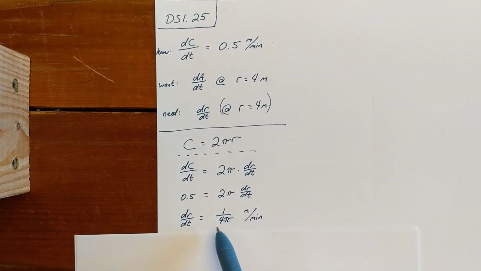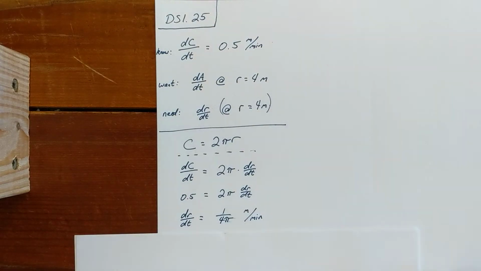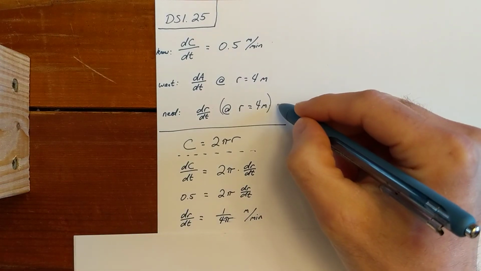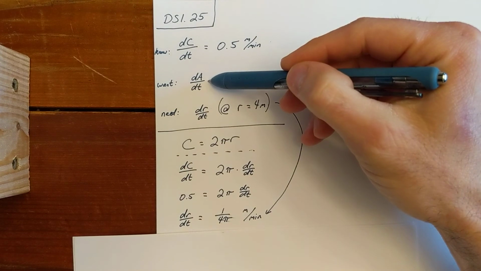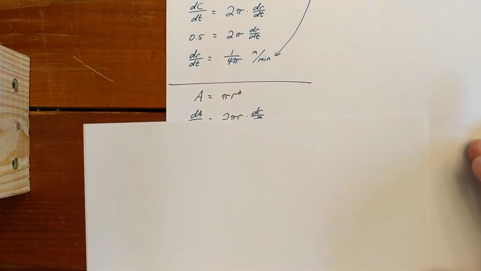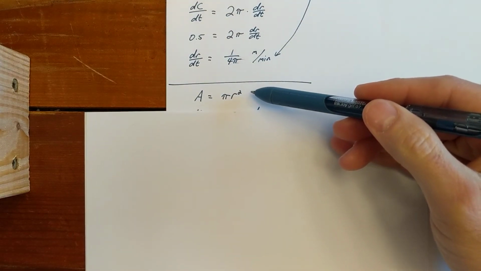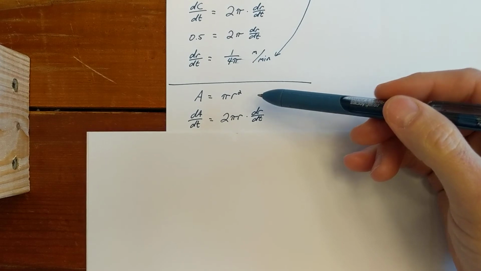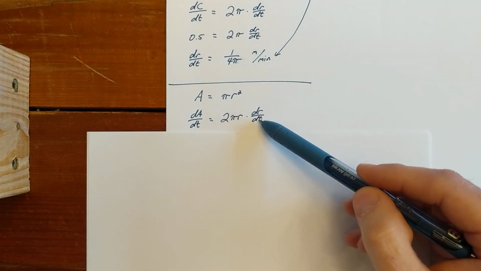But you see then that this does not depend on a specific value of time or radius. dr/dt remains constant in this problem, just like dC/dt does. And now that we know this missing value right here of dr/dt, now we can go ahead and try to figure out what's going on with area. So we're going to draw a connection here between area and radius, just using A equals pi r squared. We'll differentiate both sides of that equation to get dA/dt is equal to 2 pi r dr/dt.